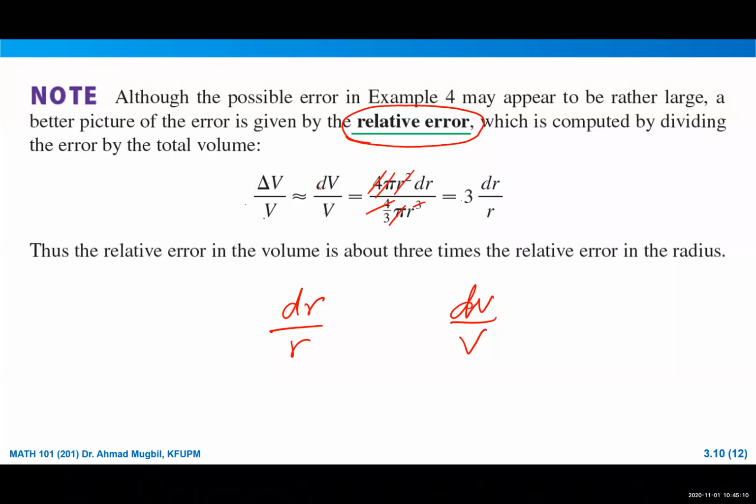So this means that the relative error in the volume is about three times the relative error in the radius. You just need to find the relative error of the radius and multiply it by 3. So if you want to calculate dV over V, it will be just 3 times dr over r. dr is what it was, what?